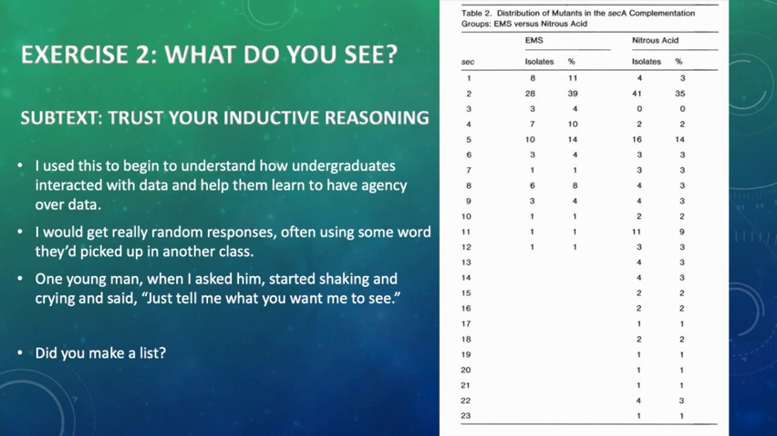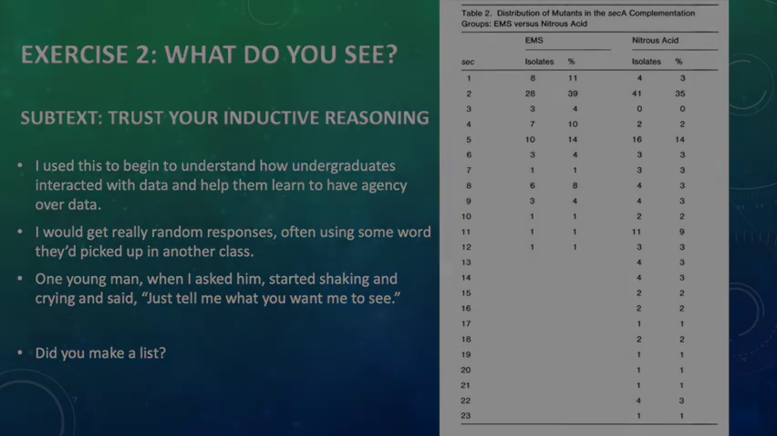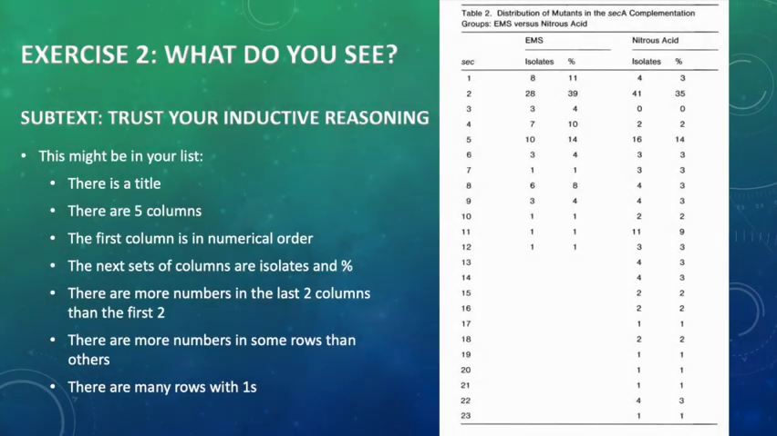Okay, so did you make a list? You pull your list out. Let's take a look. All right, so what do you see? Well, this might be on your list. There is a title. You don't have to tell me what it is. There are five columns. The first column is in numerical order, so that's probably just a sample or something. The next sets of columns say they're isolates and percent. I don't know what that means.